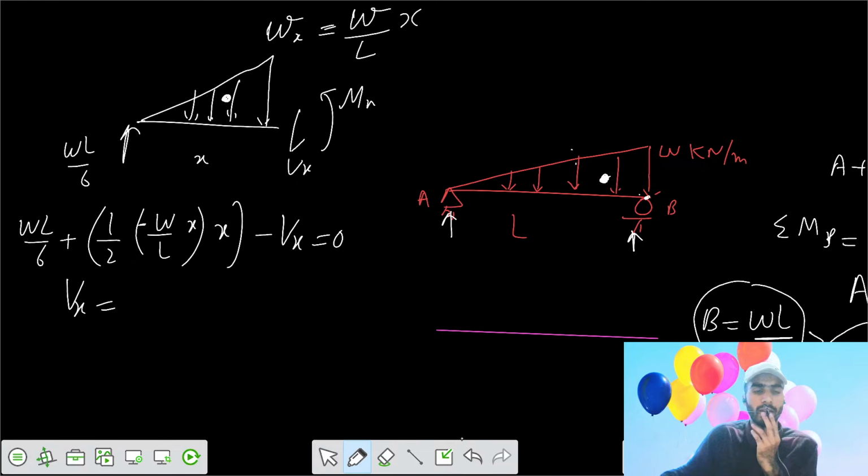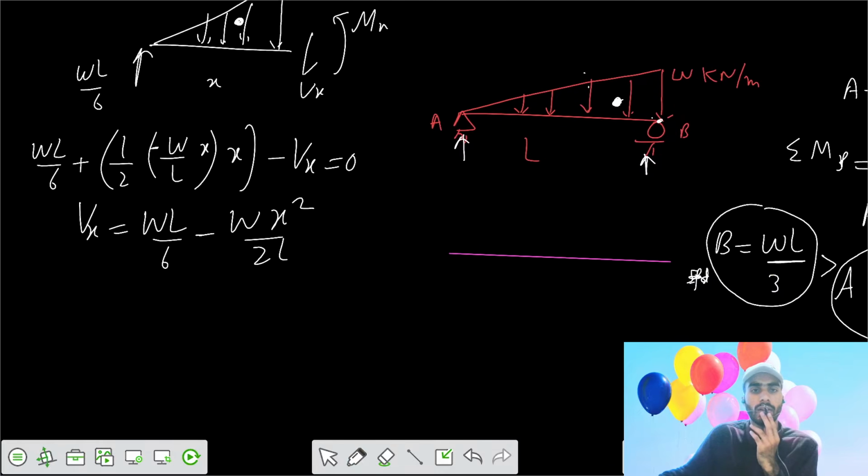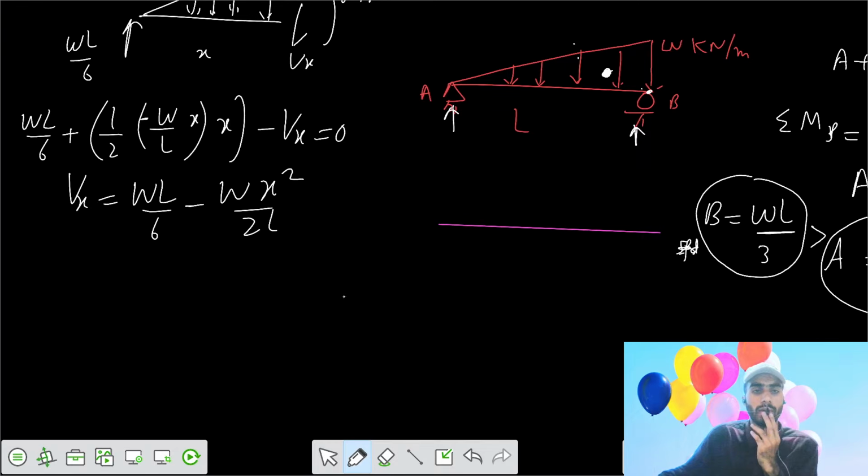So your shear force at X becomes WL by 6 minus Wx squared by 2L. So your shear force is a function of X square, so your shear force variation would be a parabolic variation. Now, let's say shear force at X equals 0, that means shear force at A. We need to calculate the shear force at A, at X equals 0, that becomes WL by 6. That is the reaction A. So your shear force here becomes WL by 6.